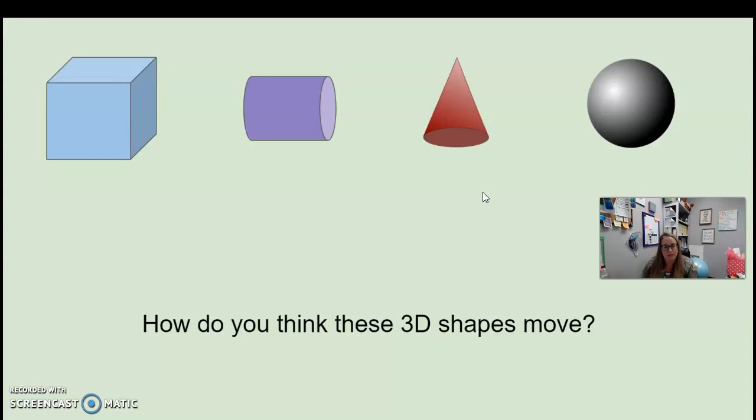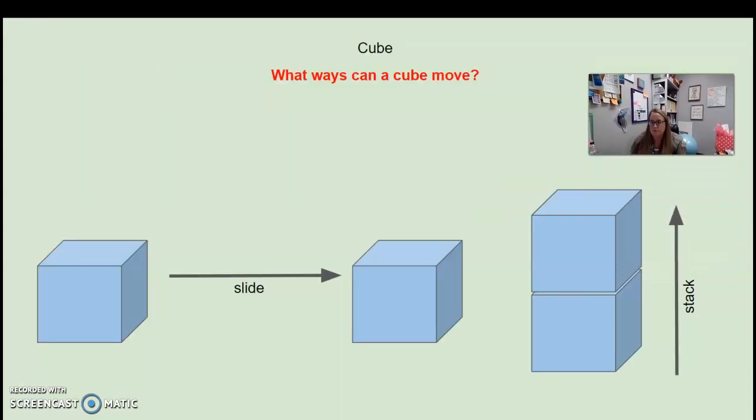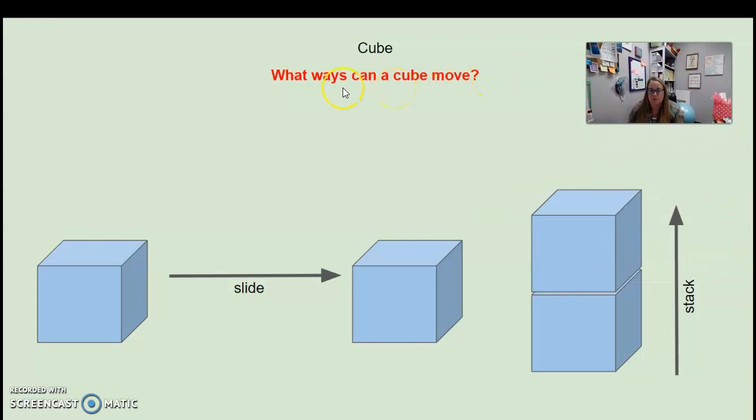So let's talk about each one. The first one we have is a cube. I am able to have a cube and I can slide it. It's going to just stay on the table, and if I push it, it's still going to be able to move that way. So I can slide a cube, and I also can stack a cube. I love building towers with cubes. What about you? Is that something you like to do? So a cube can slide and it can stack.